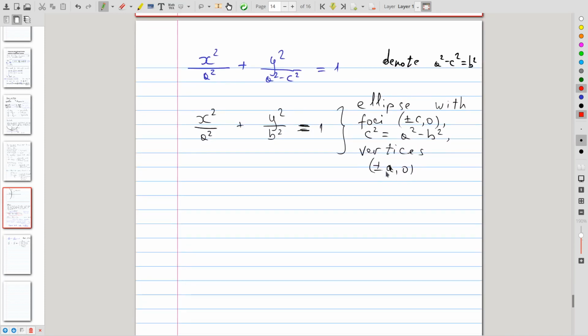Great, so we have characterized the ellipse in its horizontal position. We can again employ the trick that we have used previously of interchanging x and y.